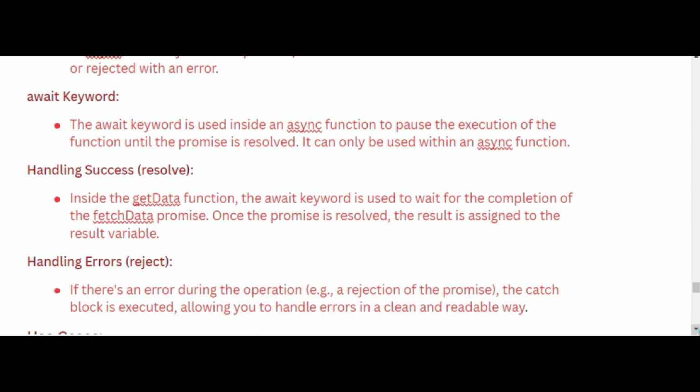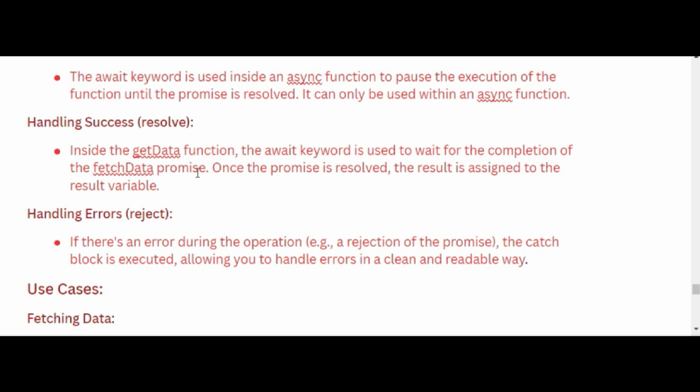Handling success, resolved. Inside the getData function, the await keyword is used to wait for the completion of the fetchData promise. Once the promise is resolved, the result is assigned to the result variable. Handling error, reject. If there is an error during the operation, for example a rejection of the promise, the catch block is executed, allowing you to handle errors in a clean and readable way.